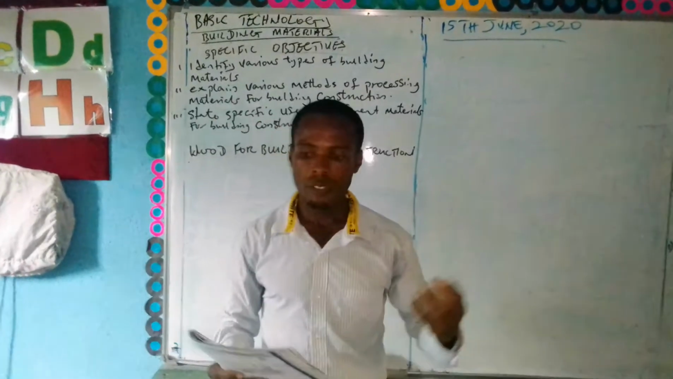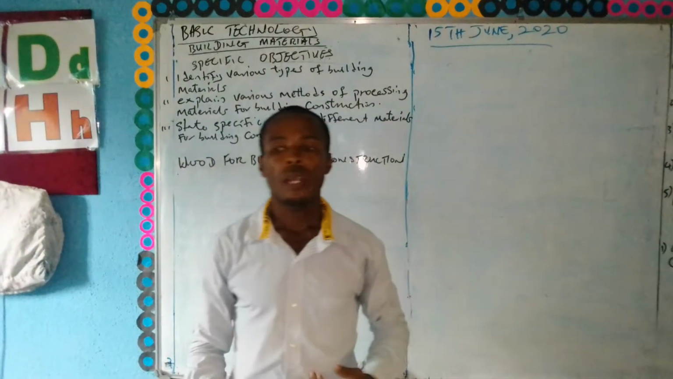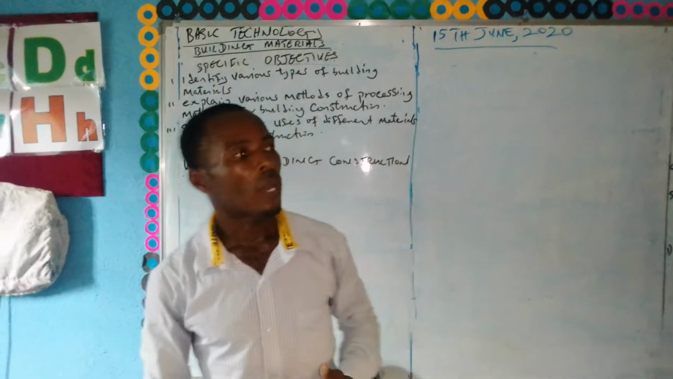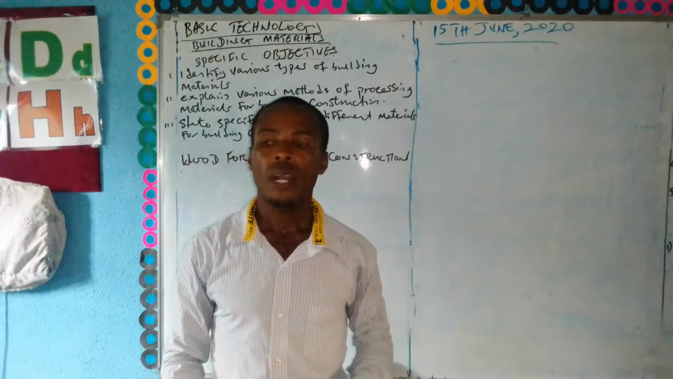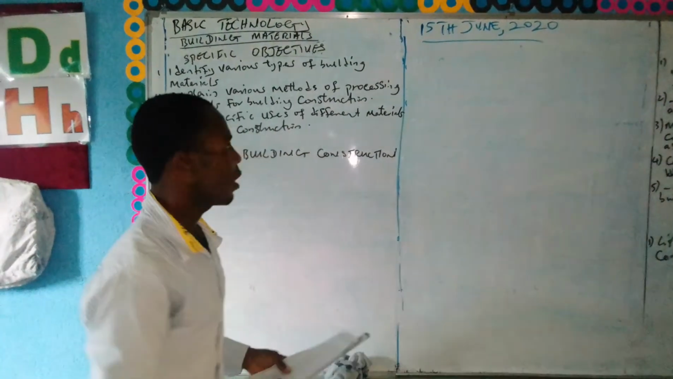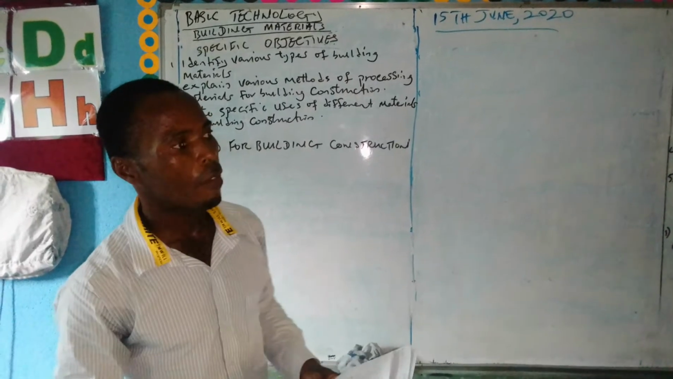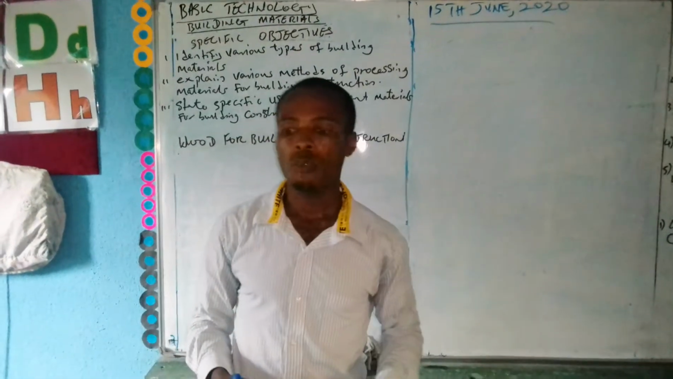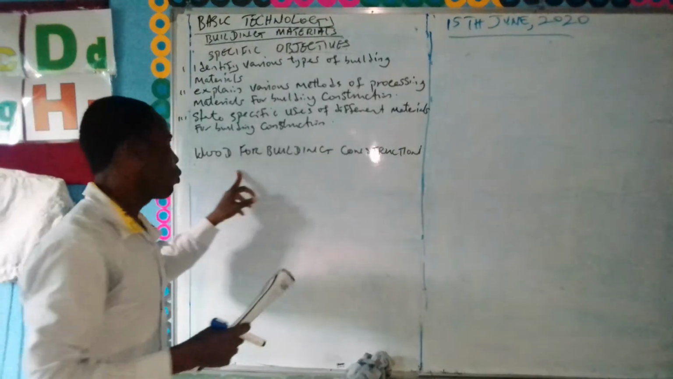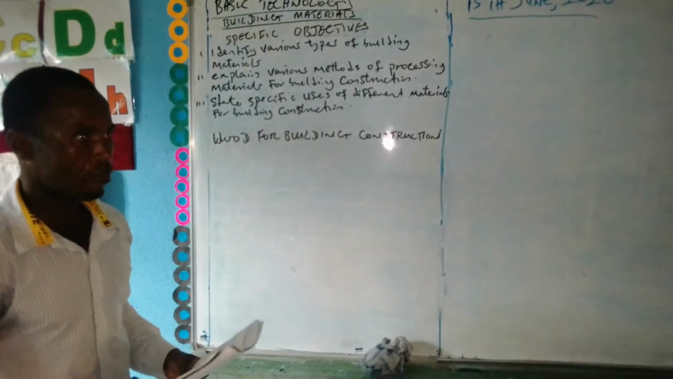We have, for instance, wood, plastic, rubber, ceramics, metals, sand, gravel, and cement, and a lot more. I will start from wood. On the board, wood for building construction.